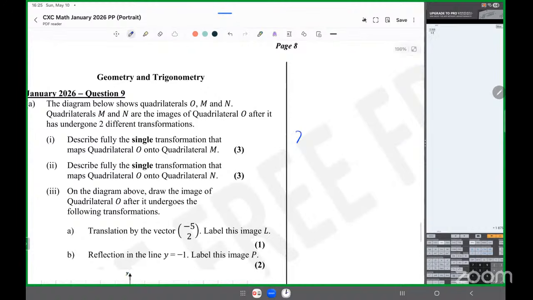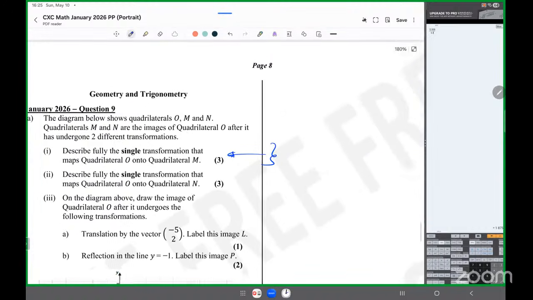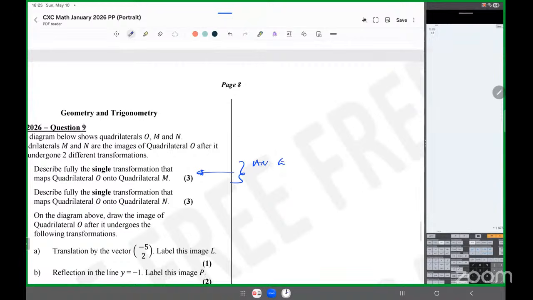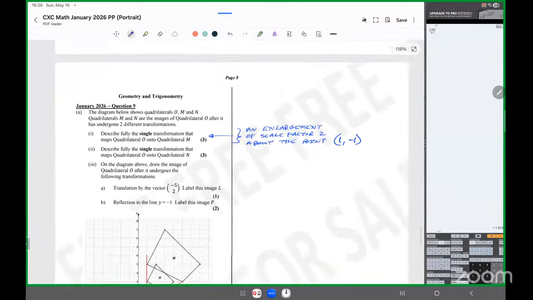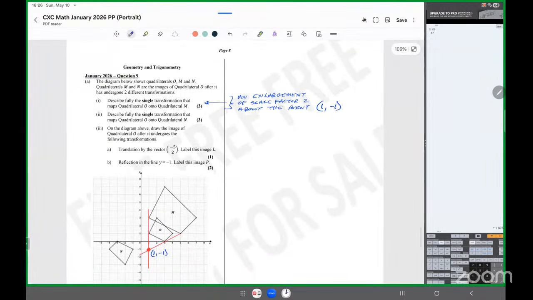So I'm going to write that here. This transformation right here is an enlargement of scale factor 2 about the point 1, -1. Or you could say with the center at 1, -1. Nobody got that? All right, good.